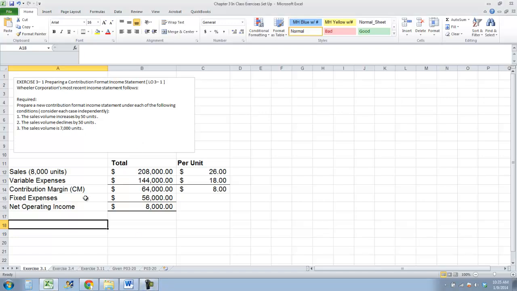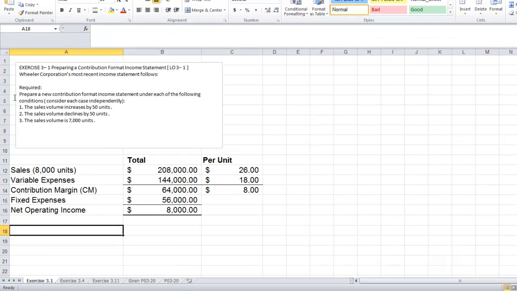This video is exercises from Chapter 3, which is contribution margin and understanding break-even and target profit. So, exercise 3-1, preparing a contribution format income statement. Wheeler's Corporation's most recent income statement is as follows.